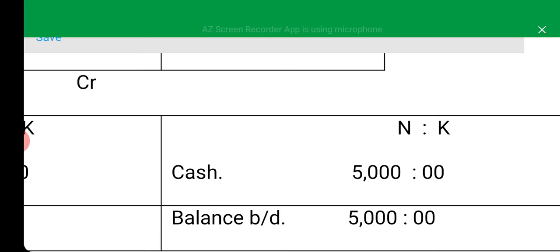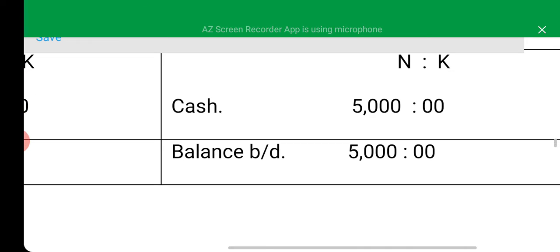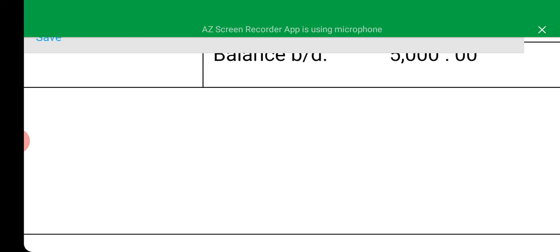And that is what the principle of double entry says, that for every debit entry, there must be a corresponding credit entry. And for every credit entry, there must be a corresponding debit entry. Or better still, we say for every debit entry, there must be a corresponding credit entry and vice versa.